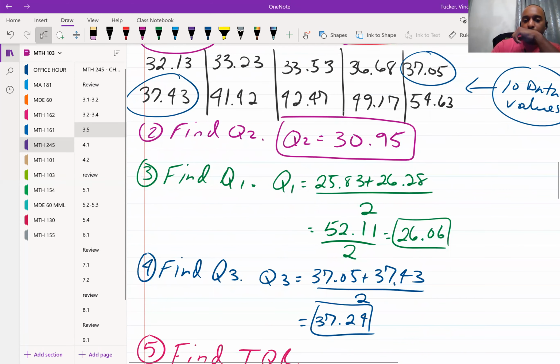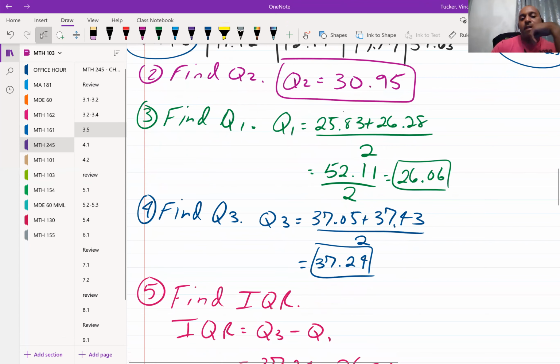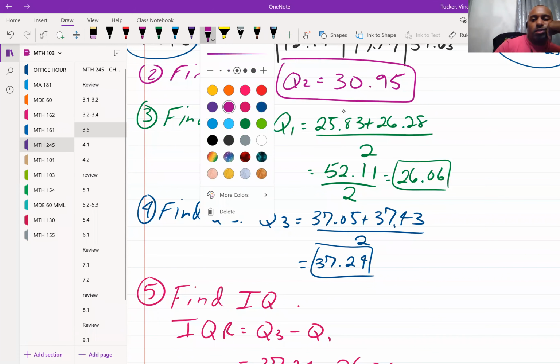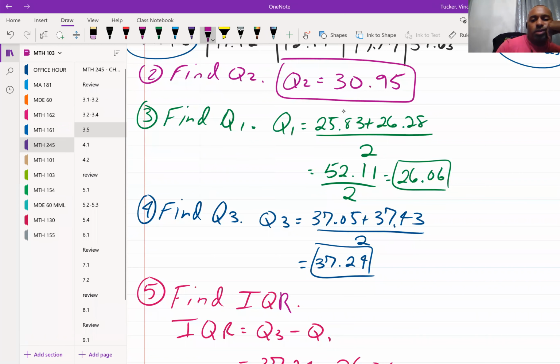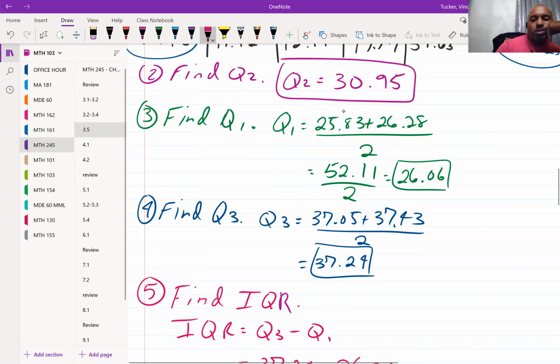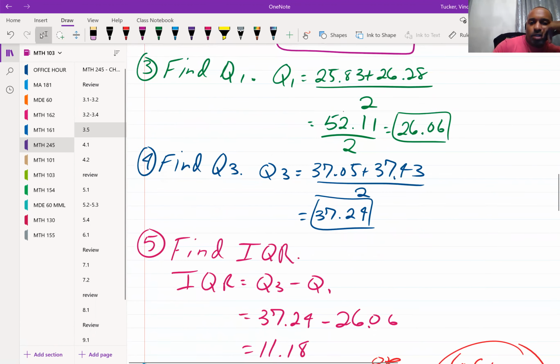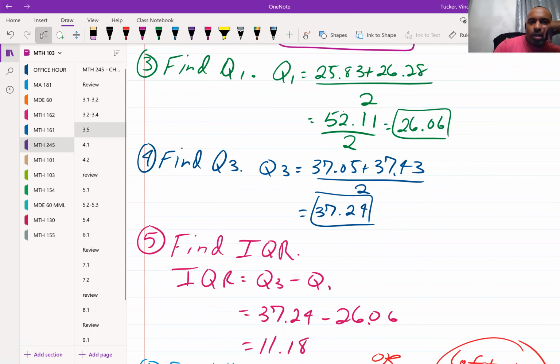All right. Step 5, we can calculate our IQR. So we're going to find the IQR by subtracting Q1 from Q3. That gives us 11.18.